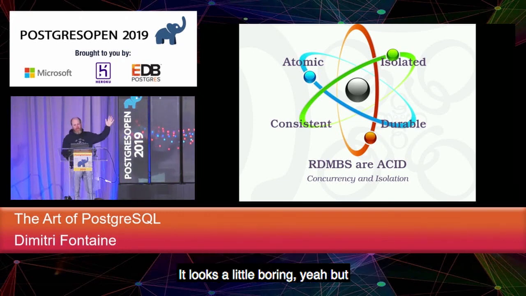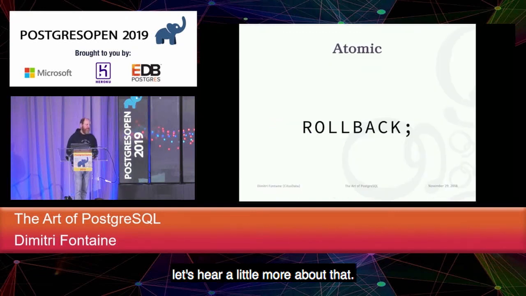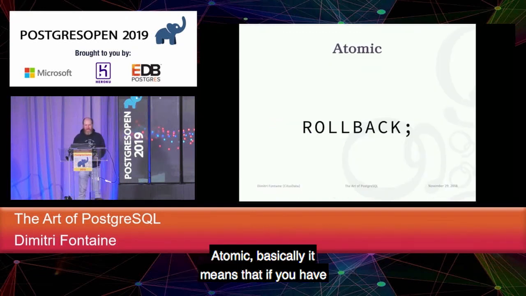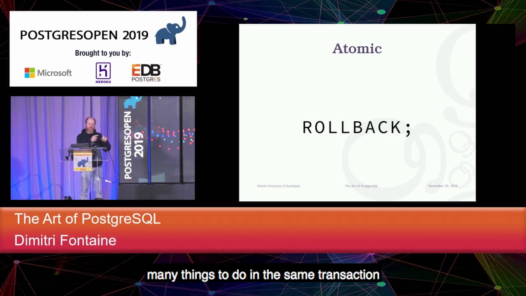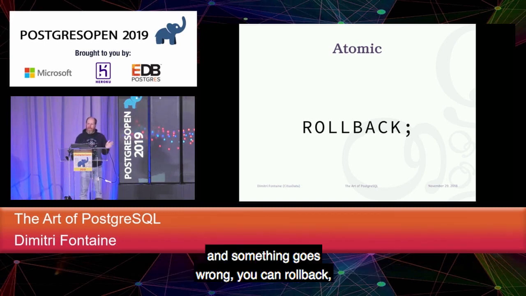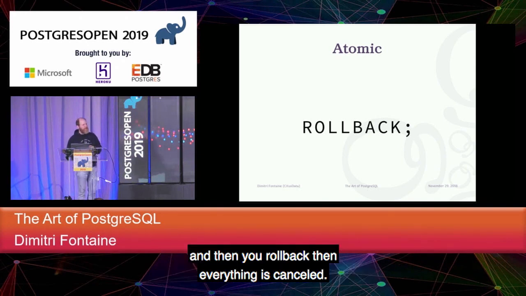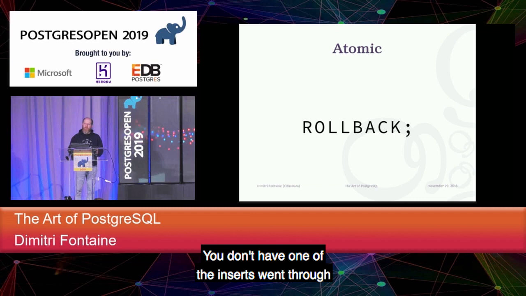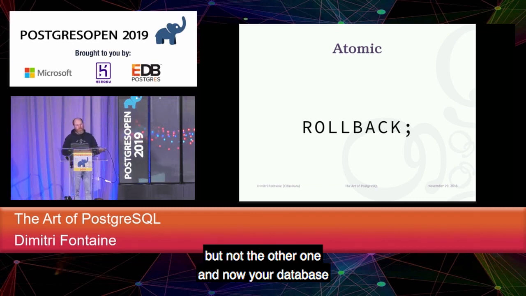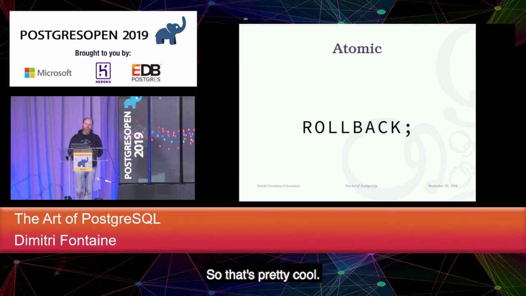It looks a little boring, yeah, but let's see a little more about that. Atomic, basically it means that if you have many things to do in the same transaction and something goes wrong, you can roll back. And if you did 2 inserts and 1 update and then you roll back, then everything is cancelled. You don't have one of the inserts went through but not the other one, and your database doesn't make sense anymore. So that's pretty cool.